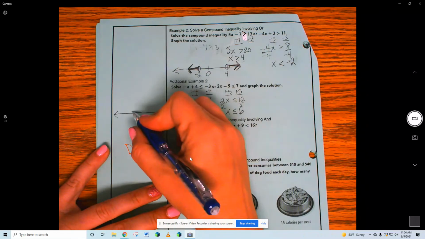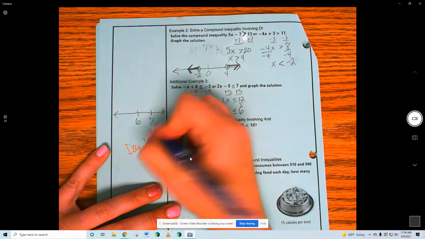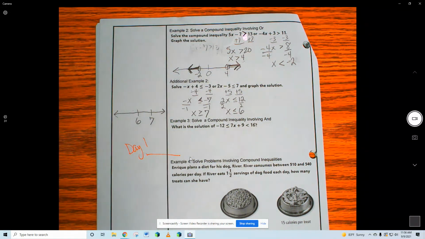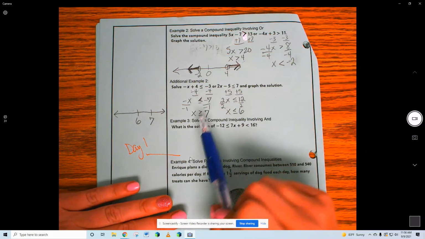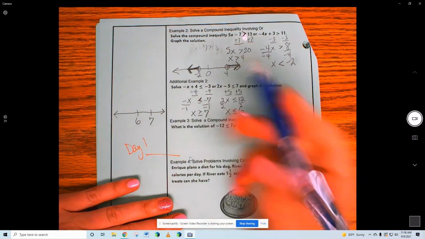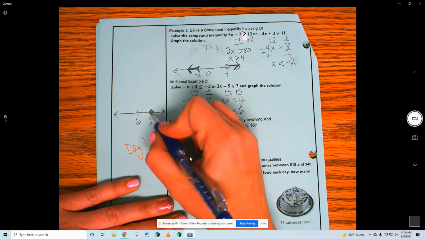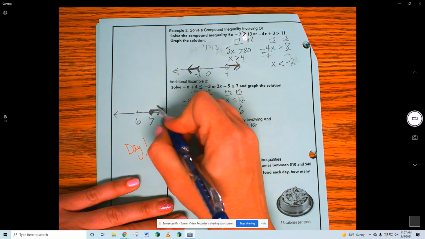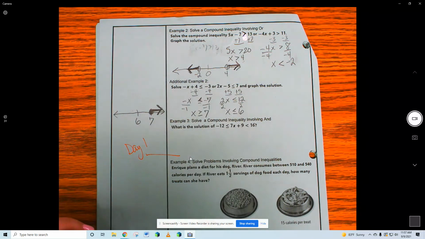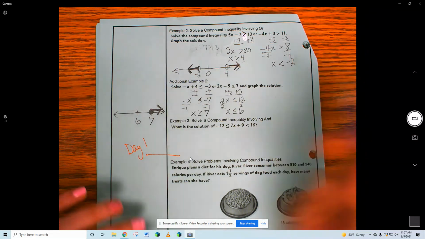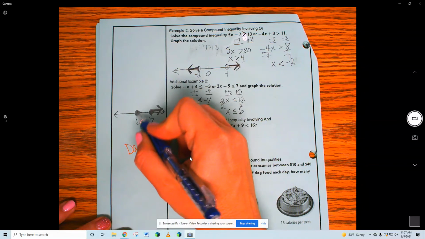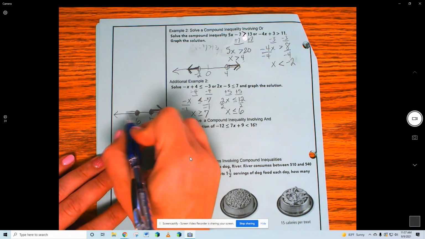So I've got a 6 and a 7. I'm going to space them out just because I need to have some space. Greater than or equal to 7. Closed circle. Greater than, going to the right. 6. It's less than or equal. It's a closed circle at 6. Less than, left.